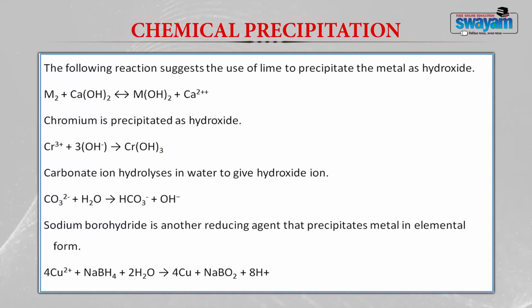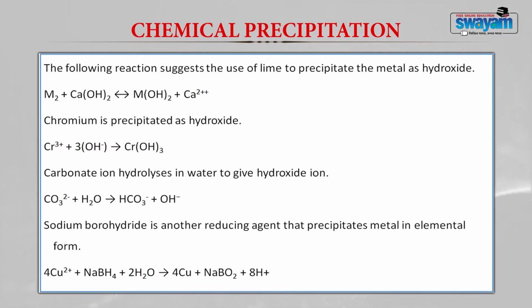Now, same way if you want to precipitate chromium, chromium can be precipitated as hydroxide. So, Cr3+ plus 3 hydroxide ions will give you Cr(OH)3. Same way, carbonate ion hydrolyzes in water to give hydroxide ion.